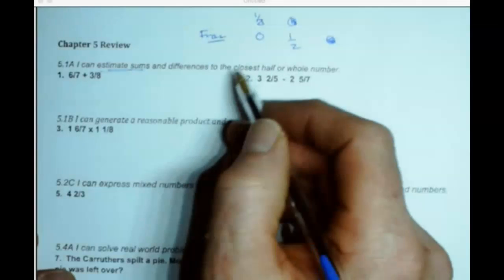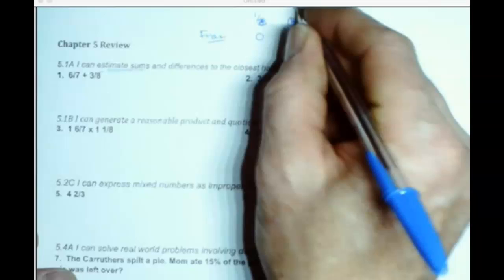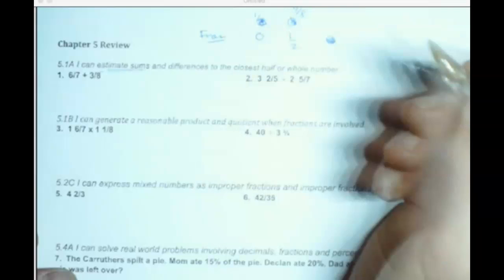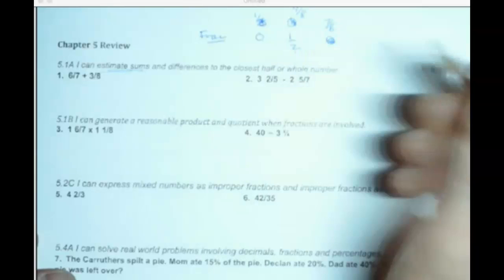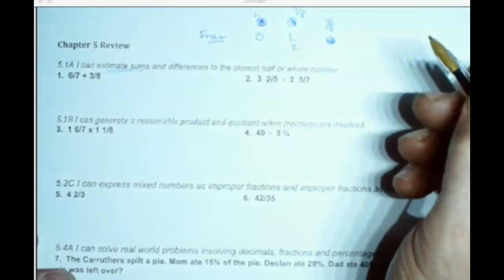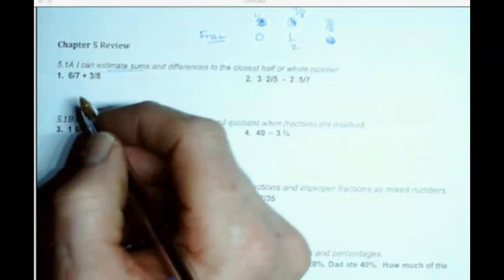First of all, when we estimate fractions, we're estimating to the closest 0, the half, or the whole. So 1/8, we would round that to 0. If it was 4/8, 3/8, or 5/8, we would probably round that to a half. If we had 7/8, we would probably round that to a whole. So the point of estimating is to be able to do an answer in our head, to get a sum or a difference.